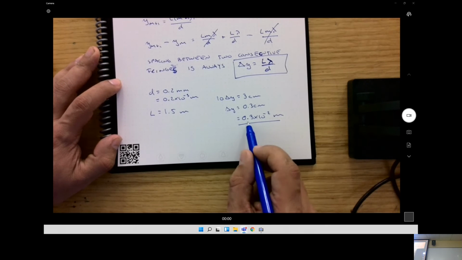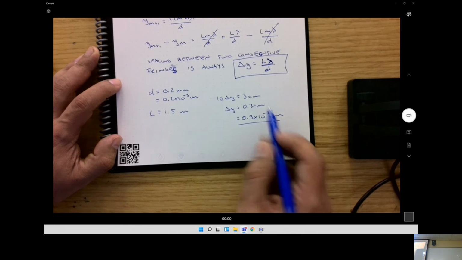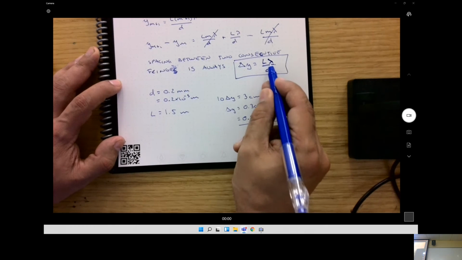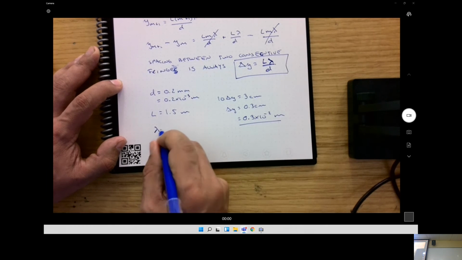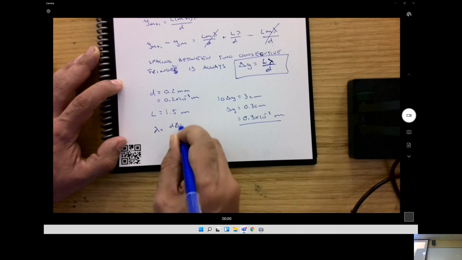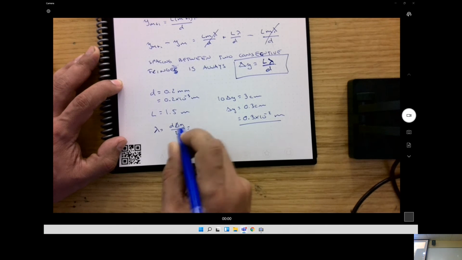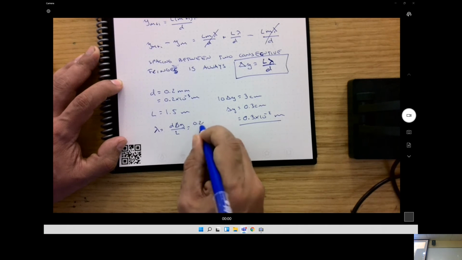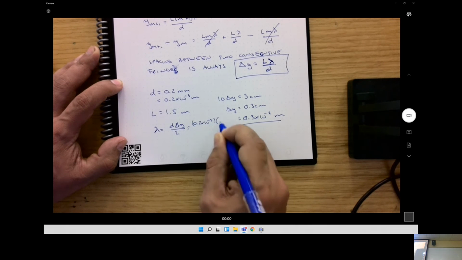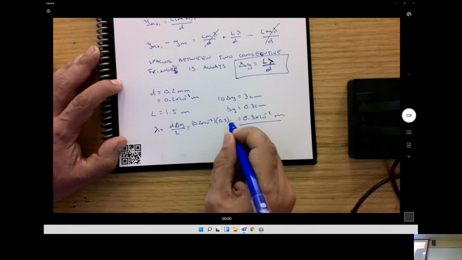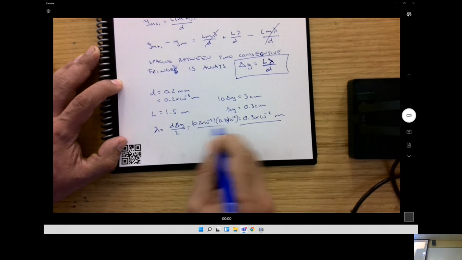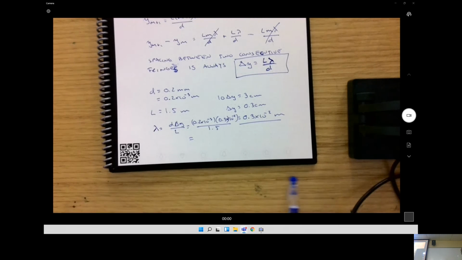So I know delta y to be 0.3 times 10 to the minus 2 meters, and I'm solving here for lambda. So lambda is going to be d times delta y over the distance. So this will be 0.2 times 10 to the minus 3 times 0.3 times 10 to the minus 2 over 1.5. I think that should give you 400 nanometers.